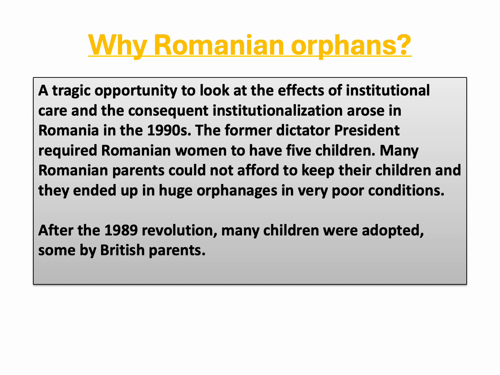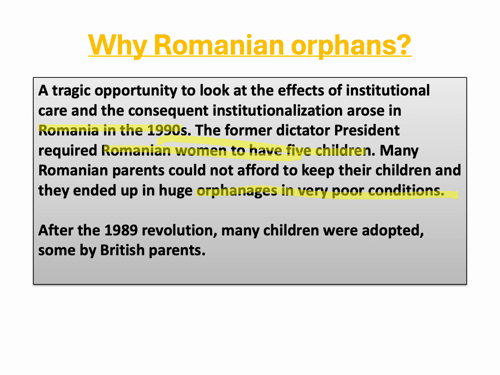the laws and policies in place in Romania in the 90s, which meant that Romanian women had to have 5 children. It was a dictator that imposed that, and so many Romanian parents ended up having to abandon their children and leave them on the doorsteps of orphanages, which had very poor conditions because there was a large influx of this due to the policies that were in place. However, many children were adopted, and some of those children were adopted by British parents.